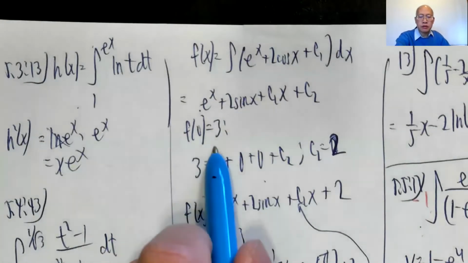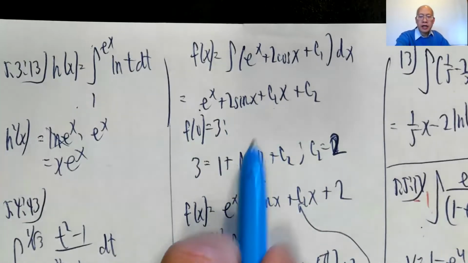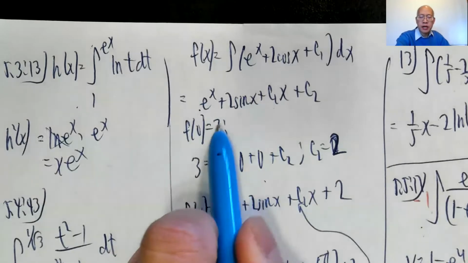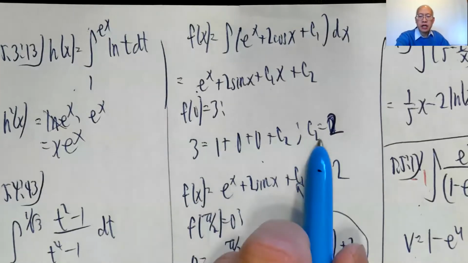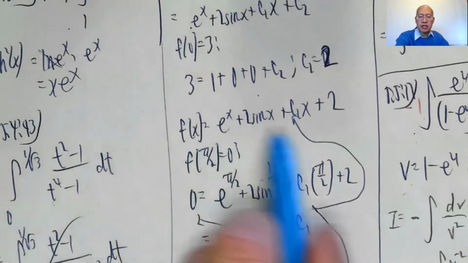Now we're told f of 0 is 3. Put a 0 there, there, and there. And the answer comes out to be 3. So e to the 0 is 1. That's 0 plus c2. That means c2 is equal to 2. So I plug that in here. f of x is now all this stuff.